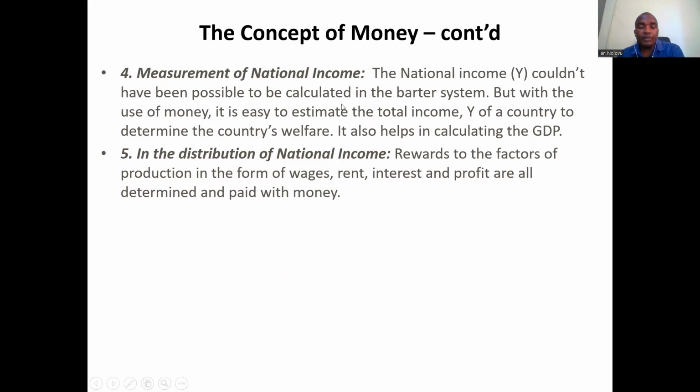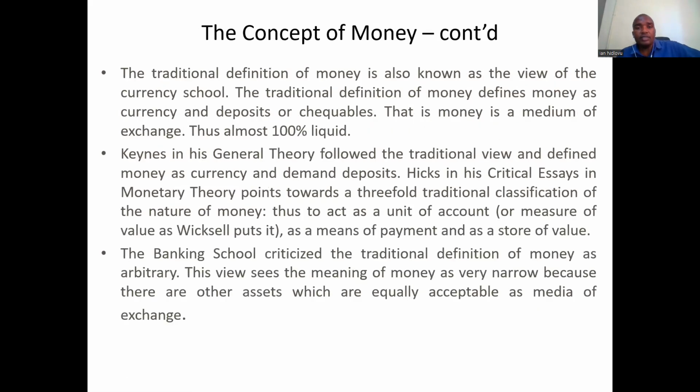We also are able to measure national income because of the use of money in an economy. If the economy was relying on barter trade, we wouldn't be able to ascertain how much an economy produces within a given period of time. We are also able to ascertain the distribution of factor rewards, such as wages, rent, interest, and profit, because these can be denominated in monetary terms.